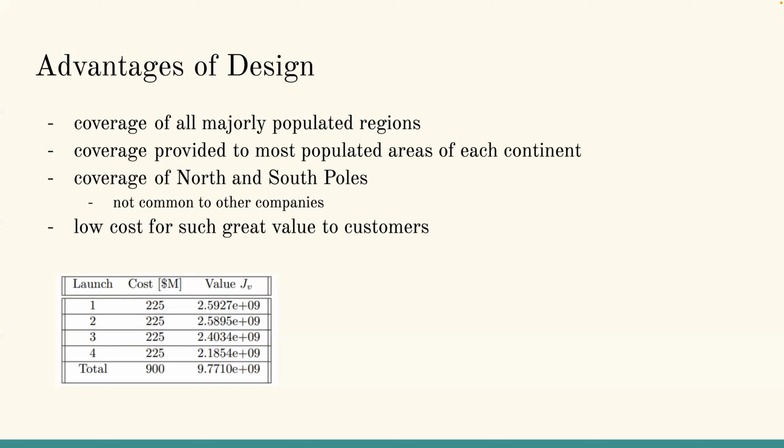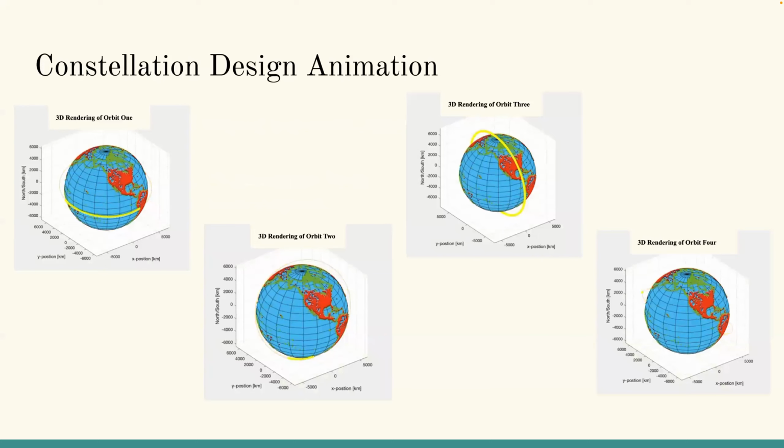As you can see right there, at a total of 900 million, we had a grand value of 9.77 times 10 to the 9th JVs. Here you can see a quick animation of our final product. Of course, all the orbits are working together simultaneously.